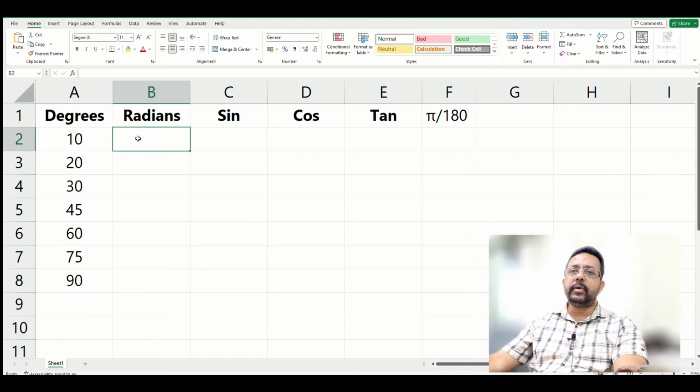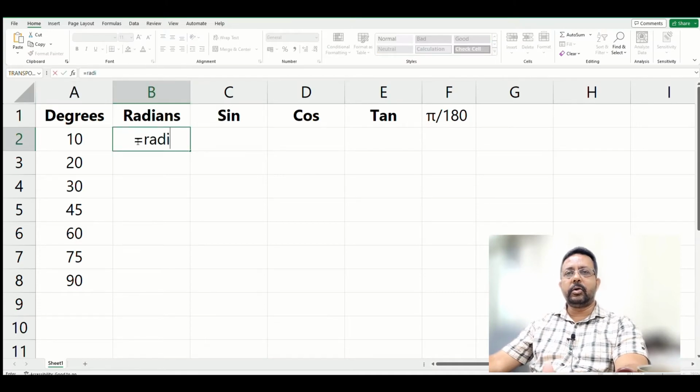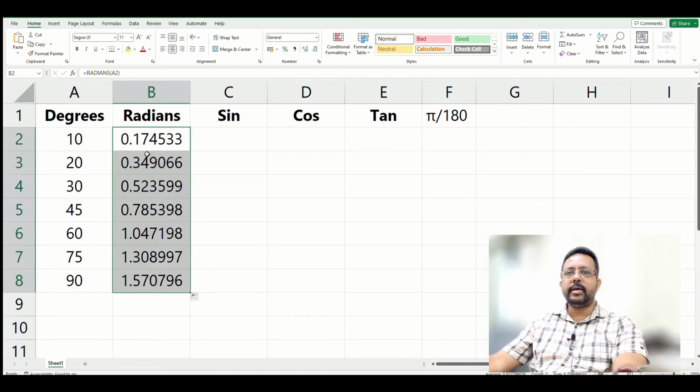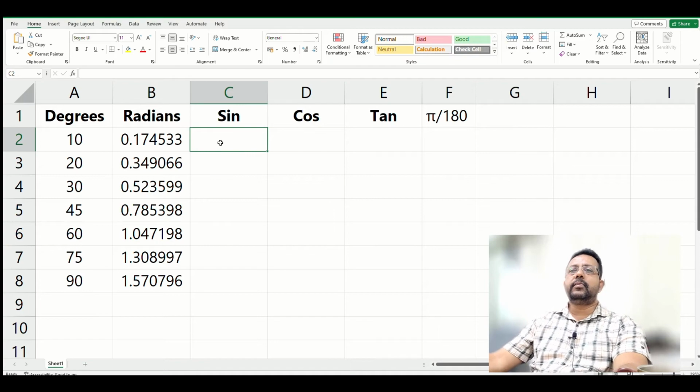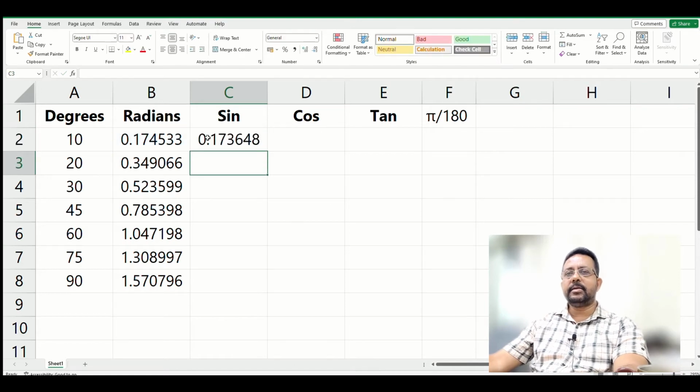We need to convert the degrees into radians, and the formula for converting the degrees into radians is equal to, you type radians under bracket and then you select the degrees, and that is your radian. Now let's convert all the degrees into radians. Now I go back to the sine theta formula. In there I type is equal to sine of in the bracket and I select the radians, and that will give me a proper sine of 10 degree value.